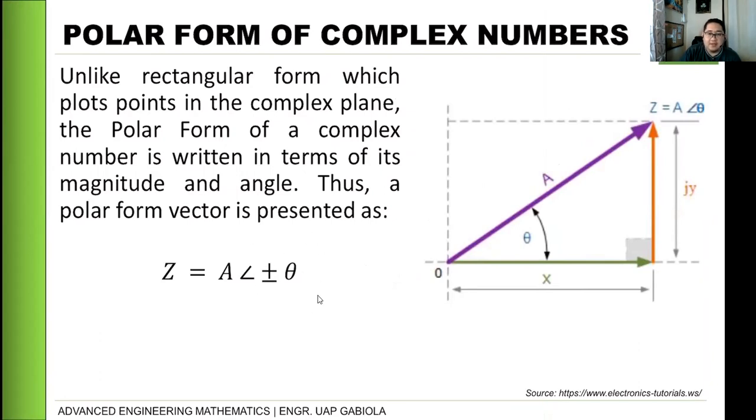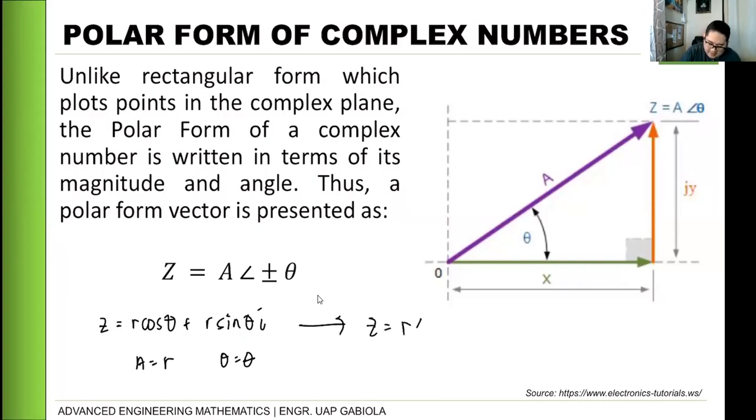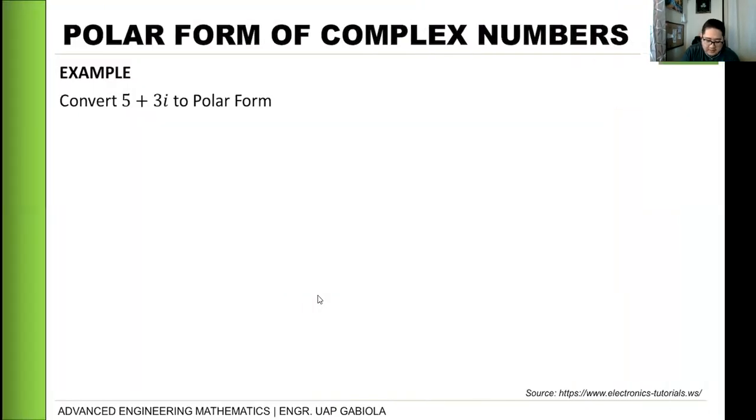Okay? So, para to convert yung rectangular, 'di ba? Rectangular natin kanina, ang form niya is z is equal to r cosine theta plus r sine theta i. Okay? So, yung r natin dito is equivalent dun sa A natin. Then si theta is equal to theta. So, dito, magiging z is equal to r angle positive or negative theta, or whatever the sign of theta. Okay? Then, halimbawa, convert natin sa 5 plus 3i to polar form.